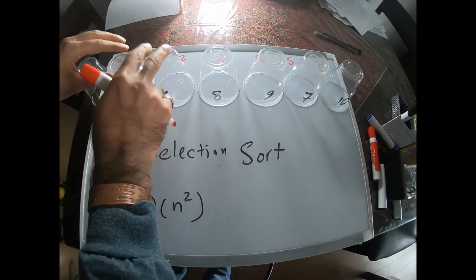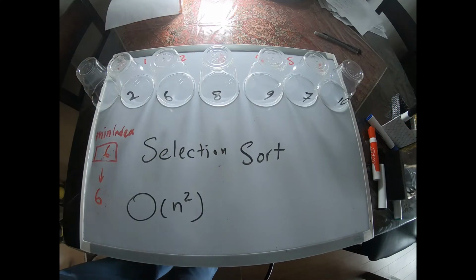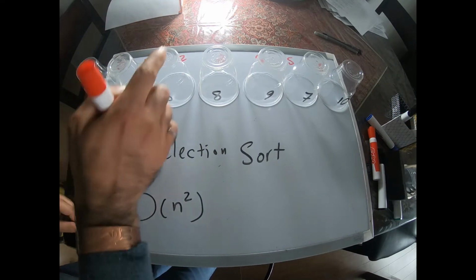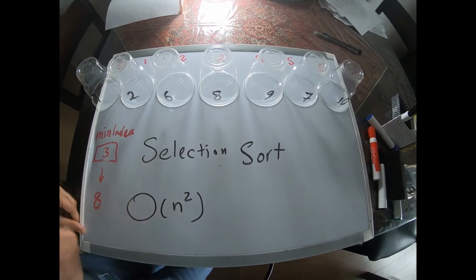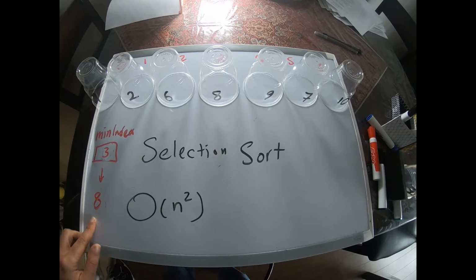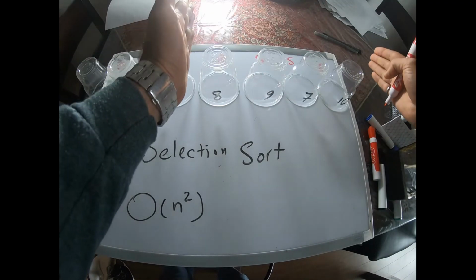Okay, this part of the array is sorted, this part is not sorted. So what do I do in the next round? Minimum index is gonna be 3. The smallest number is now 8. We select this one to be the smallest number. We compare the minimum that we selected with the rest of the array from this point to this point.